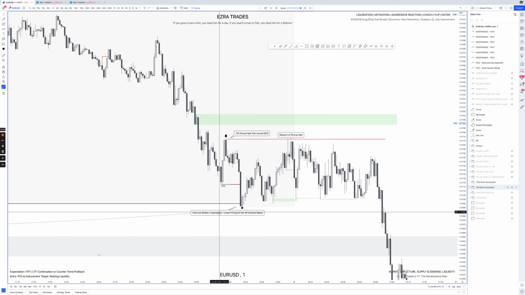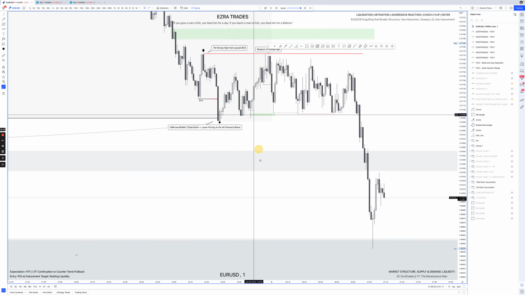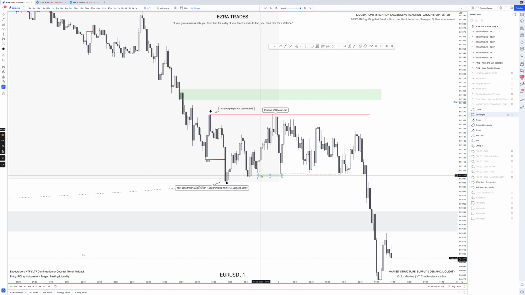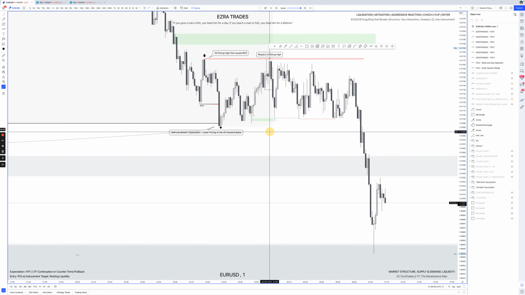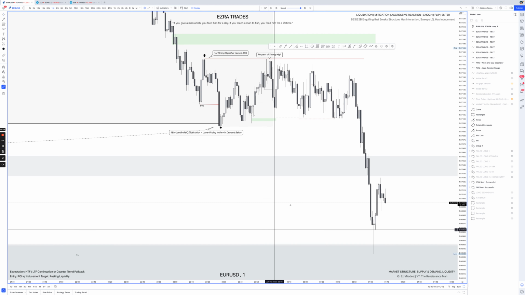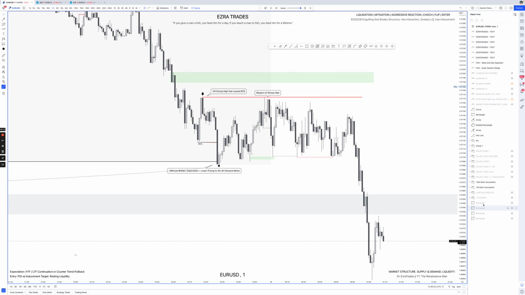And we also broke the 15 minute, so the expectation is lower pricing until, at the minimum, that 4 hour demand zone. And so this is what my thought process was. If this is considered strong, it's unlikely to go until we have this tapped. So let me show you what my trade looked like on the seconds time frame, right?